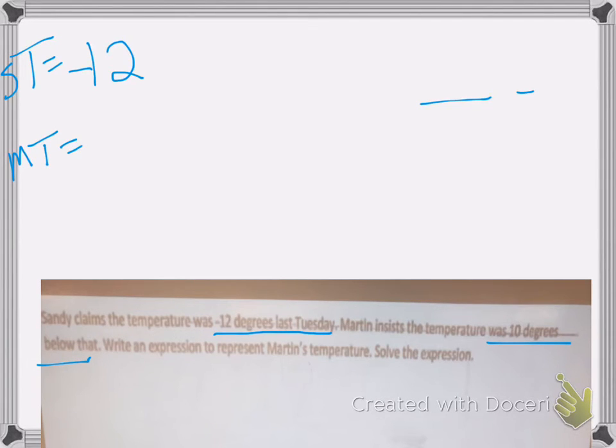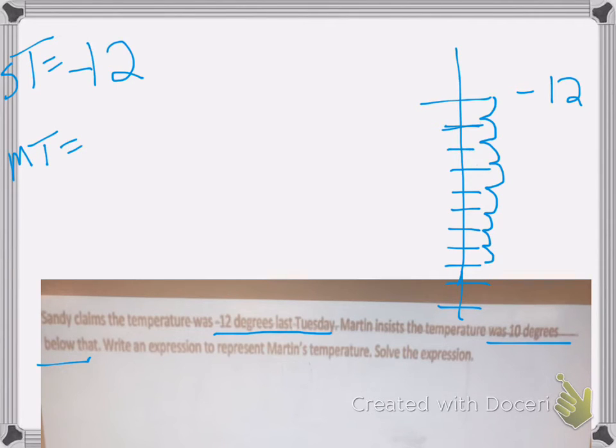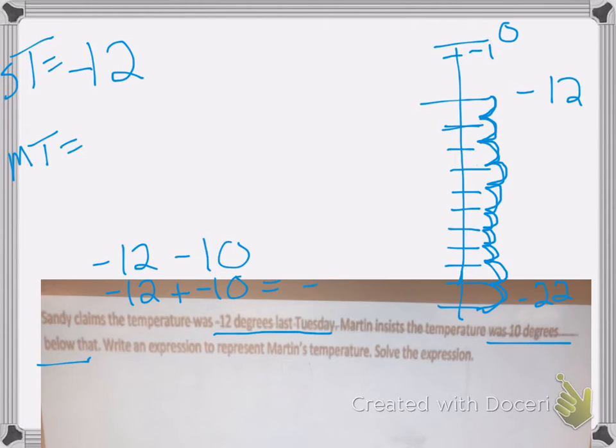Well, here's negative 12. Negative 12, negative 13, 14, 15, 16, 17, 18, 19, 20. Okay, so there's 10 below. Up here is going to be 0, negative 1, and so on and so forth. So it goes negative 12, negative 13, negative 14, negative 15, negative 16, negative 17, negative 18, negative 19, negative 20, negative 21, negative 22. Okay, the way you could also do this was negative 12 minus 10, or when you see subtraction, you add the opposite, and that would get you negative 22 as well.